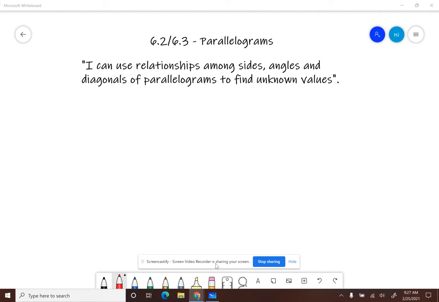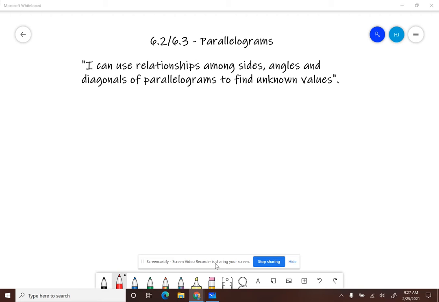All right, guys, today we're going to be moving on to 6.2 and 6.3. We're actually getting two sections today, but that's just because both of those sections talk about parallelograms, and that's kind of the way they lay it out in the book. We're going to be talking about parallelograms today, and the mission is I can use relationships among sides, angles, and diagonals of parallelograms to find unknown values.